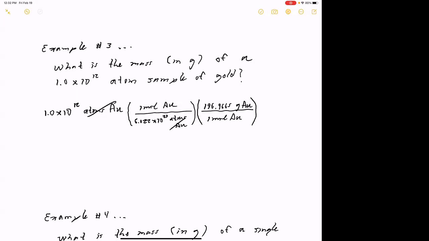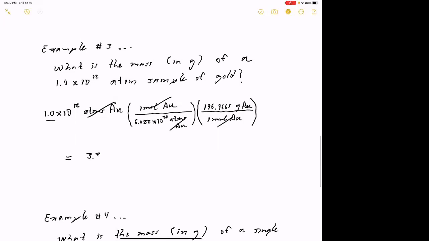So notice what's happened here. I went from moles of gold back to grams of gold because I know what the mass of 1 mole of gold is from the table. All right, so again, checking back on my sig figs, it looks like I'm going to be good to 2 sig figs from my given over there. So if I work this out, it turns out to be 3.3 times 10 to the minus 10th grams of gold.